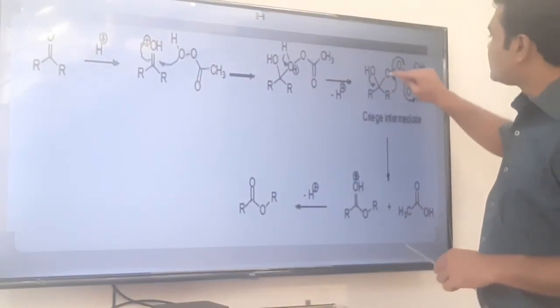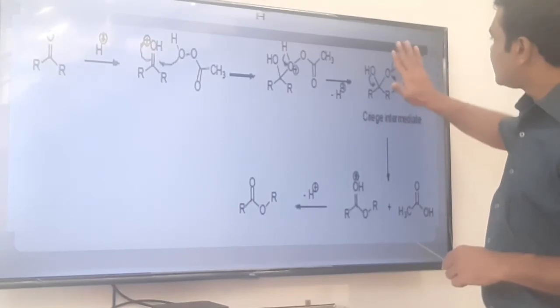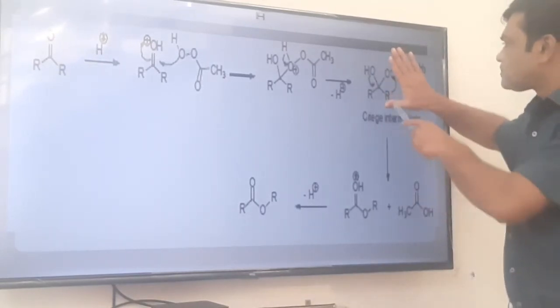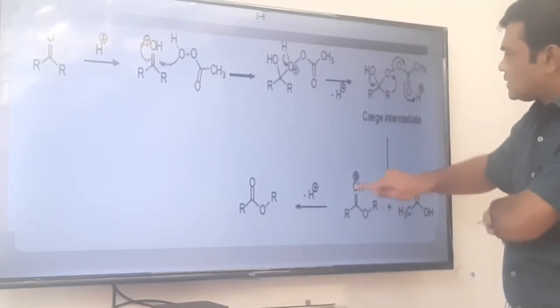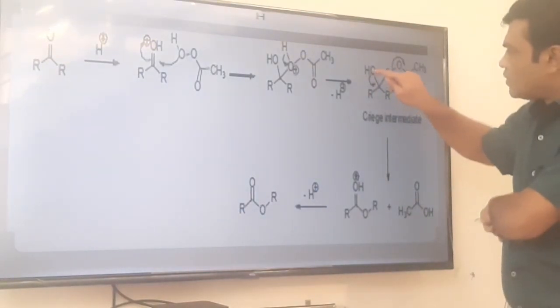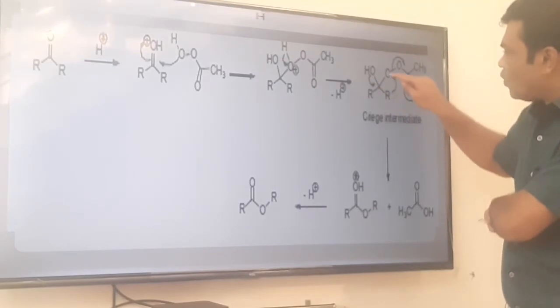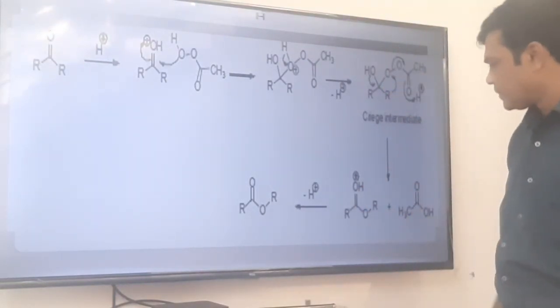And when this new bond is formed between oxygen and alkyl group, this bond cleavage takes place and it will appear as a byproduct. Don't worry about that. And what we'll get? We will get oxygen having positive charge, R, C double bond O, C double bond OH, oxygen having the positive charge, and single bond OR. Okay, so oxonium ion is obtained.